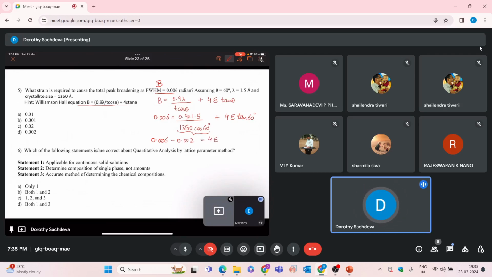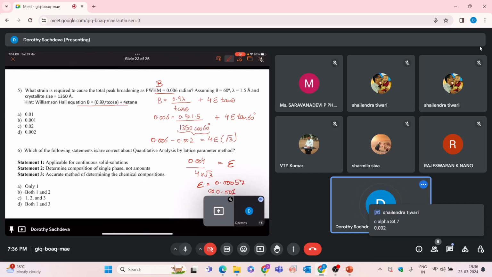So this will come out to be 0.006 minus 0.002, and this will be equal to 4 epsilon tan theta, and tan theta is basically root 3. When you rearrange all this, you will get 0.004 divided by 4 into root 3 as your epsilon value, which will come out to be 0.00057, which is very close to, or we can approximate it to, 0.001. So according to this, option B should be the correct answer.